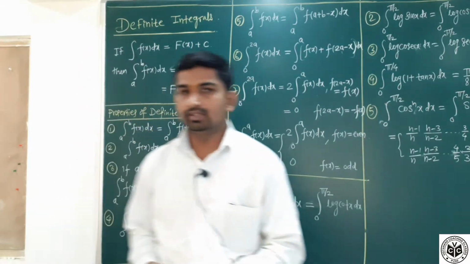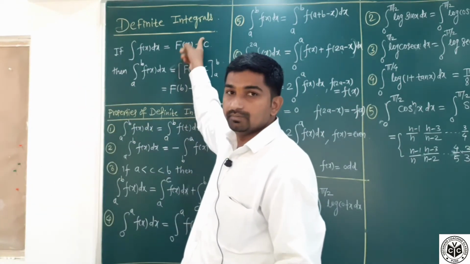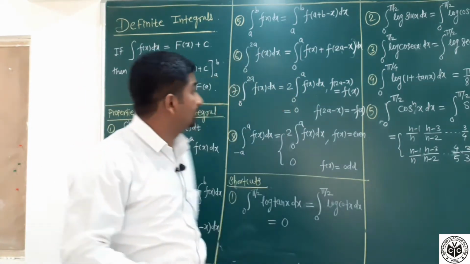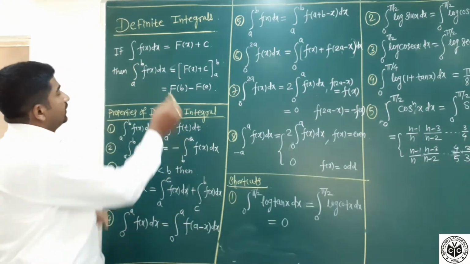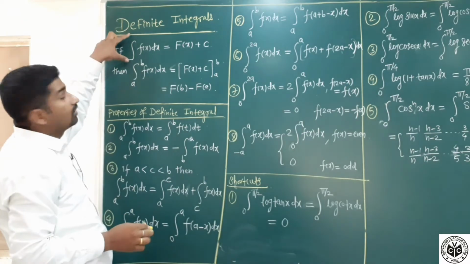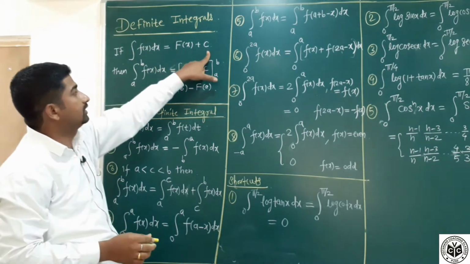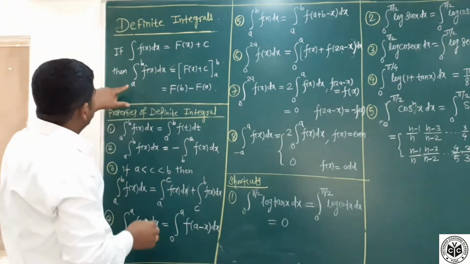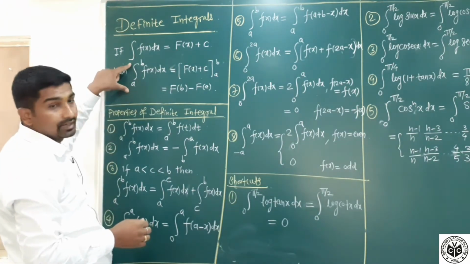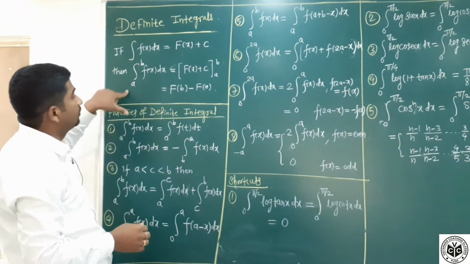Hello everyone. Today's topic is definite integral. In the previous video we have seen indefinite integral. For indefinite integral we have this definition: if the integration of f(x) dx is F(x) plus c, this is indefinite integral, that's why we have plus c here. And this is called definite integral, where the limits of integration are known.